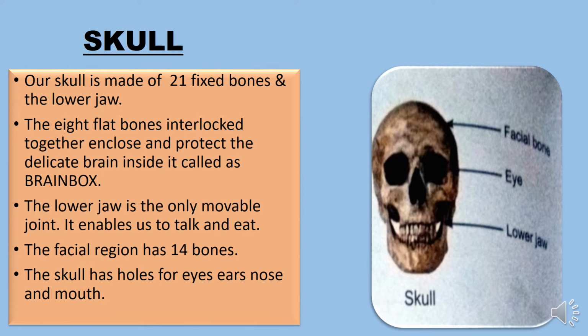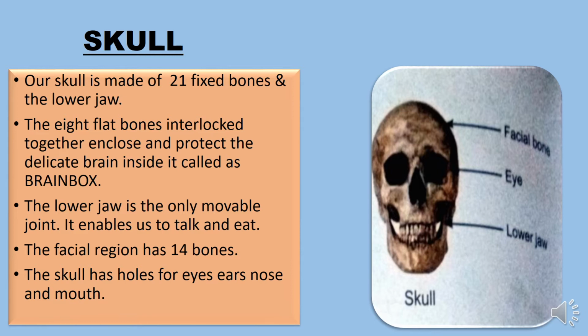Dear students, we have 21 fixed bones and the lower jaw is movable. So basically our skull consists of 21 fixed facial bones and one bone, that is the lower jaw, which is the movable bone. So from our face only one bone can be moved, that is the lower jaw. You can try it. Just move your lower jaw. That is the only movable part of our skull.